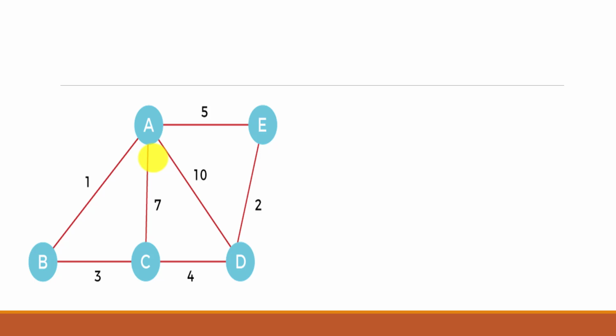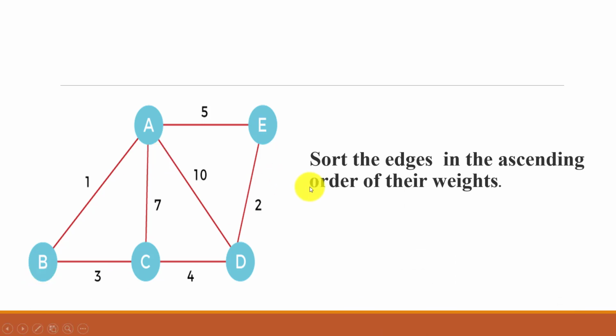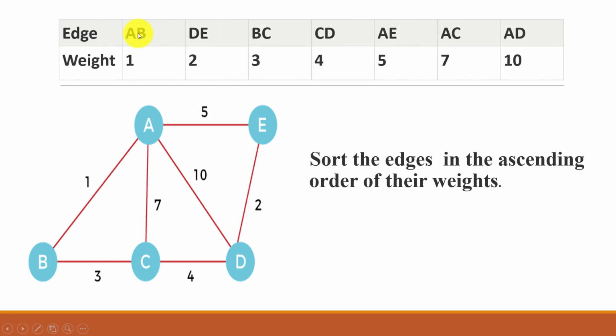Now first of all, according to the algorithm, we have to select the very smallest edge, or rather sort all the edges in ascending order. So first we select A to B, which has the smallest weight, 1. The second is 2, D to E, which has weight 2. After 2 there is weight 3, that is BC, and CD has 4. Then there is weight 5, AC is 7, and at last we can select A to D. So we are making a table having the edges sorted in ascending order.